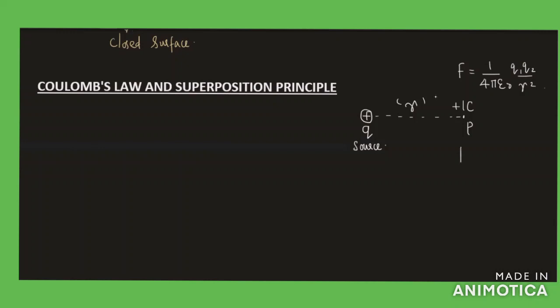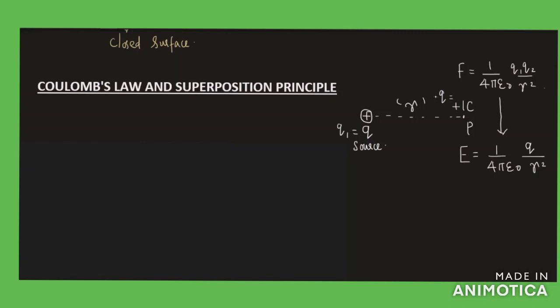From Coulomb's law, we can write an expression for this electric field. The electric field E is equal to the force experienced by the +1 coulomb charge, which is given by 1 by 4 pi epsilon 0 Q1 Q2. Q1 is the source charge Q and Q2 is the test charge +1 coulomb. So the electric field due to this point charge Q at P, which is at a distance R, is given by 1 by 4 pi epsilon 0 Q into 1, which is Q divided by R square, isn't it? So here we use Coulomb's law directly to find out the electric field due to a point charge.